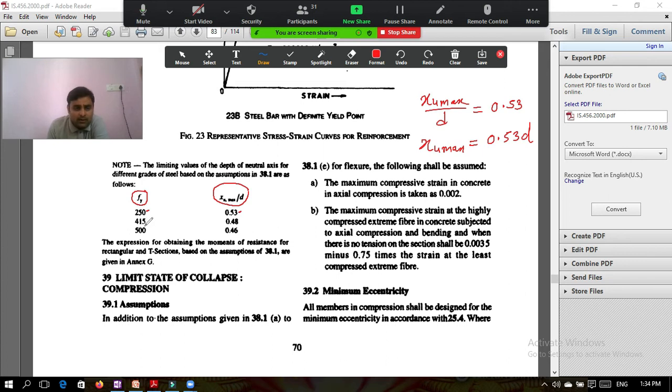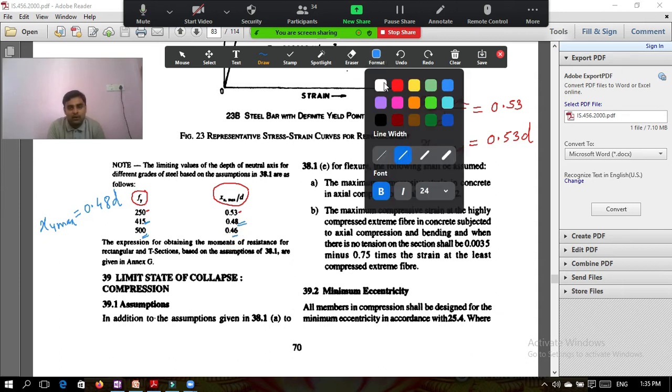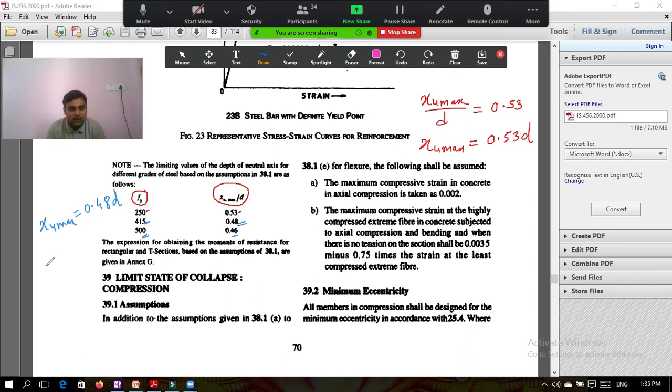Similarly here, for Fe415, what is the value? 0.48. For Fe415, we can write XU max is equal to 0.48D. And for Fe500, what is the value? It is 0.46. So for Fe500, we can write XU max is equal to 0.46D. All these values are given in the IS code.